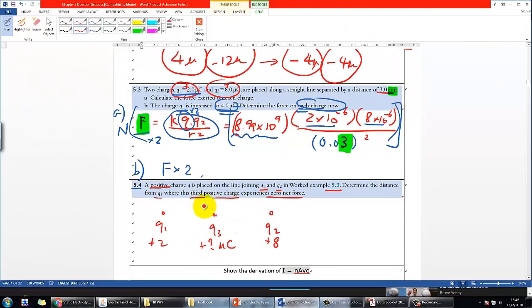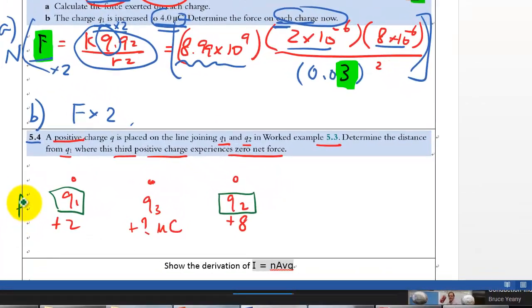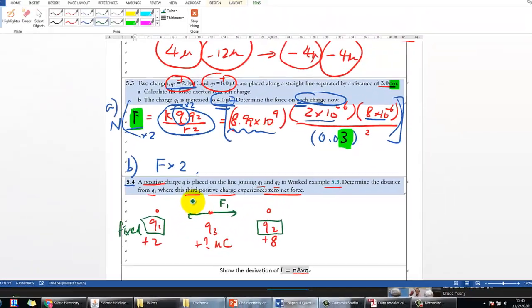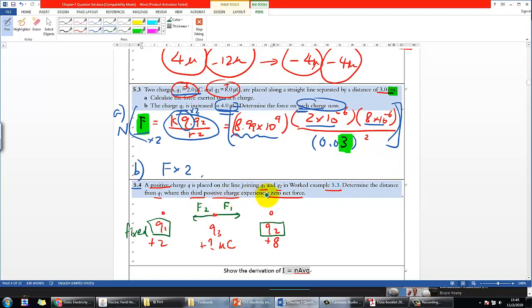Of course it's positive also, so that both of them will repel from each other. So imagine that Q1 and Q2 are fixed, of course, right? They cannot be moved. But then Q3 is staying there, experiencing the force between them, and Q3 will experience a force from Q1 which pushes to this side. So let's call it F1. And Q3 also will get a force from Q2 which pushes it to the left. Let's call it F2. So when Q3 experiences 0 net force, that is when these two forces are the same.